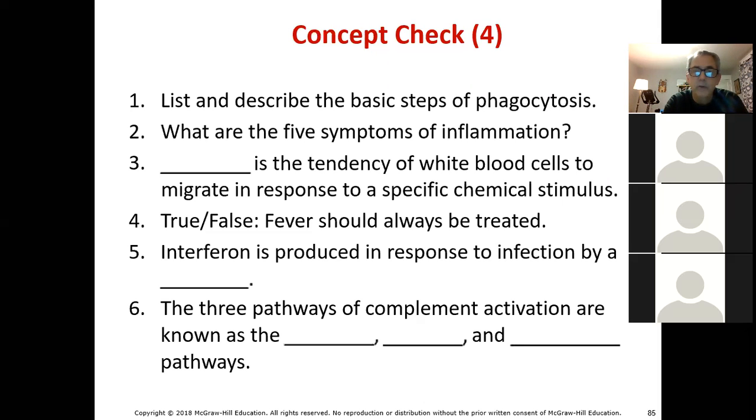Blank is the tendency of white blood cells to migrate in response to specific chemical stimulus. Is that chemotaxin? That's chemotaxis. And so histamine and other chemicals will help attract white blood cells to the site of the infection.